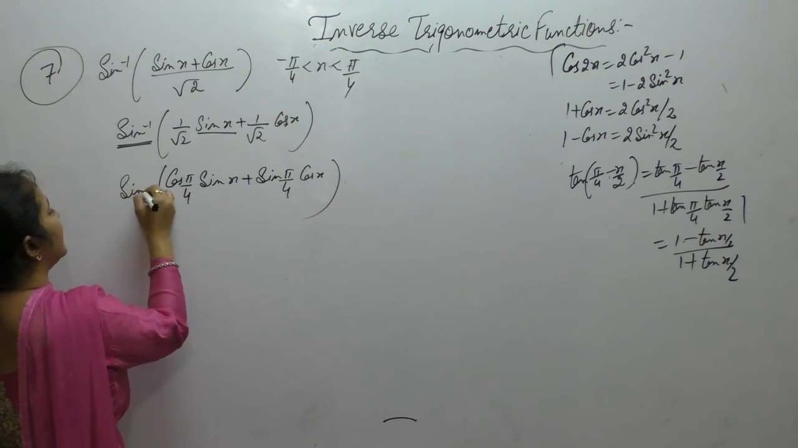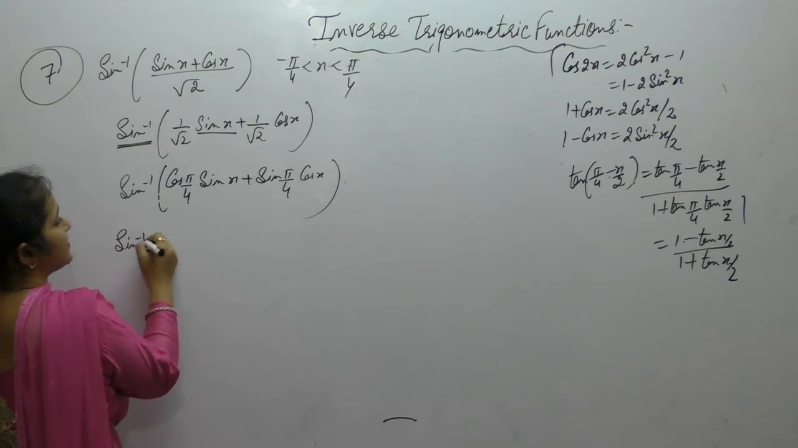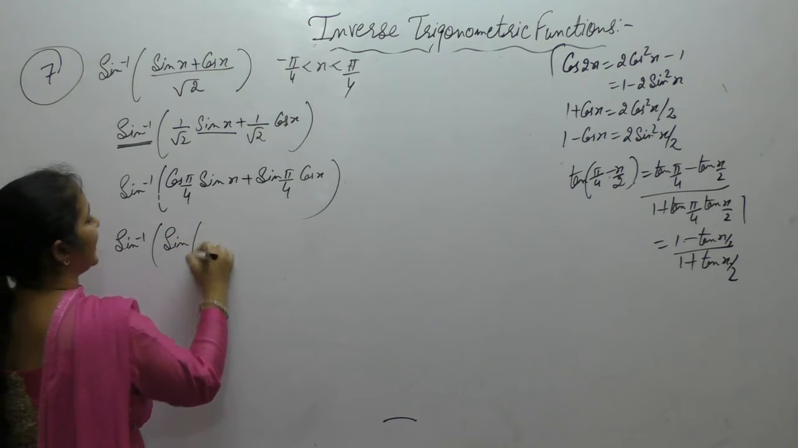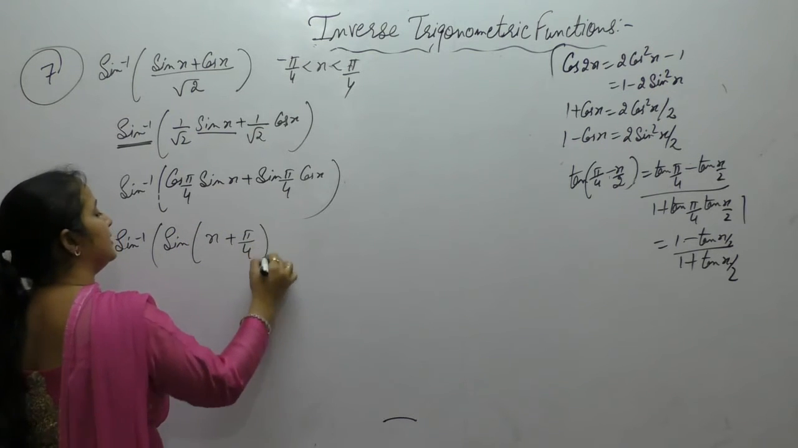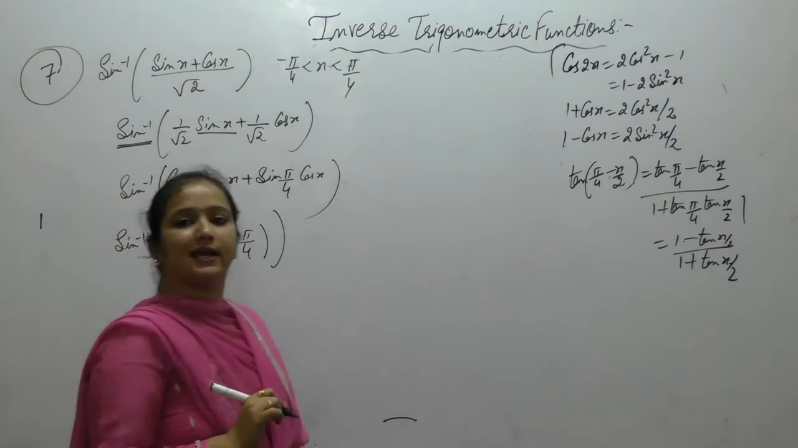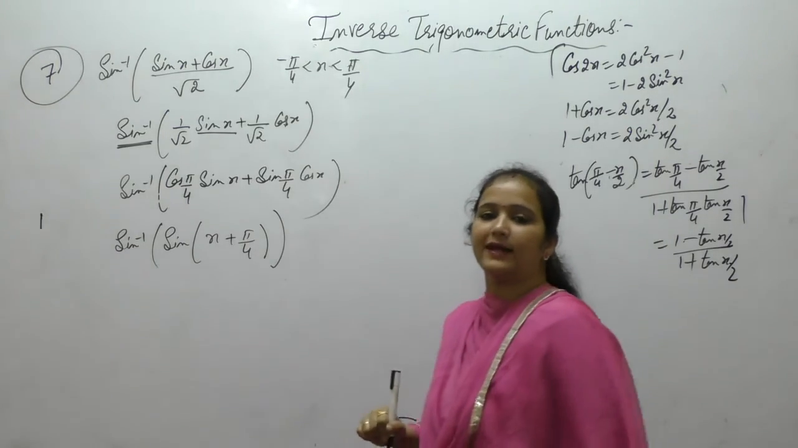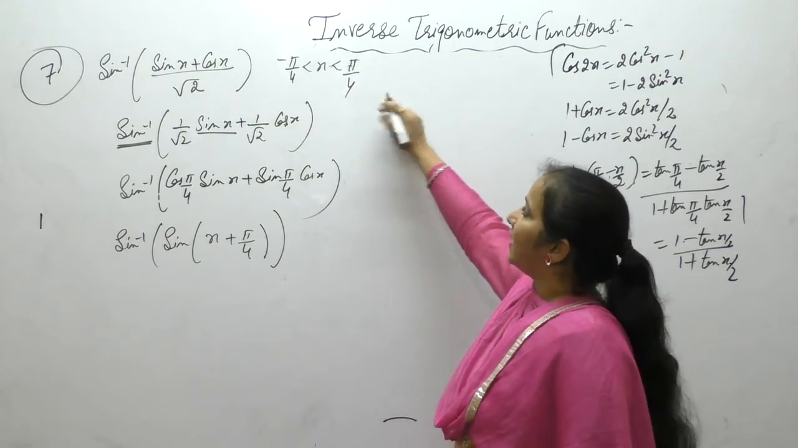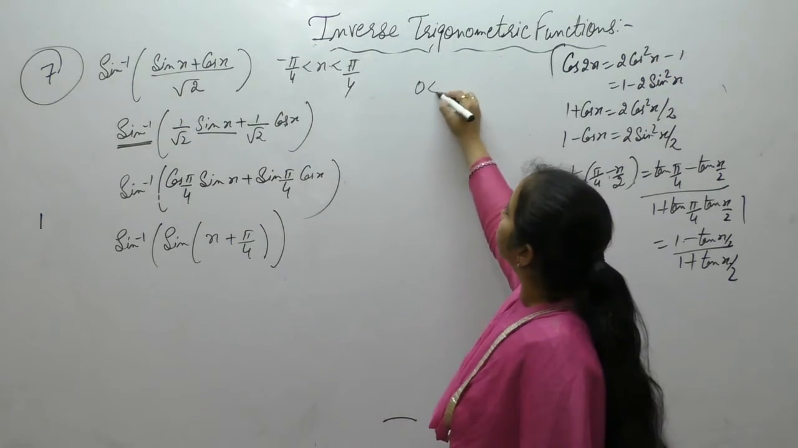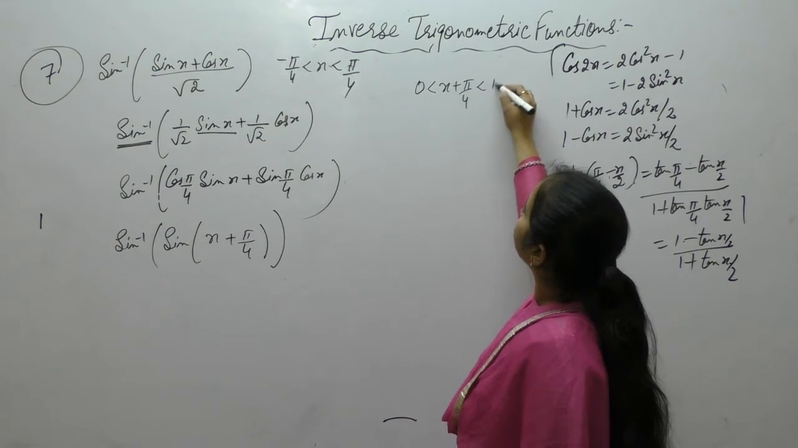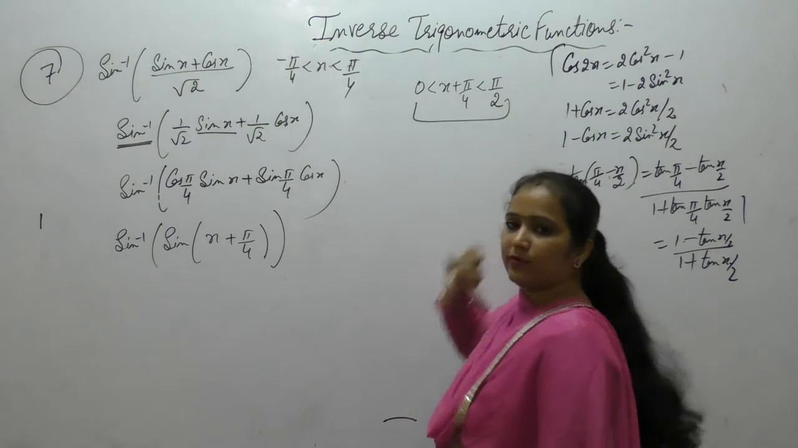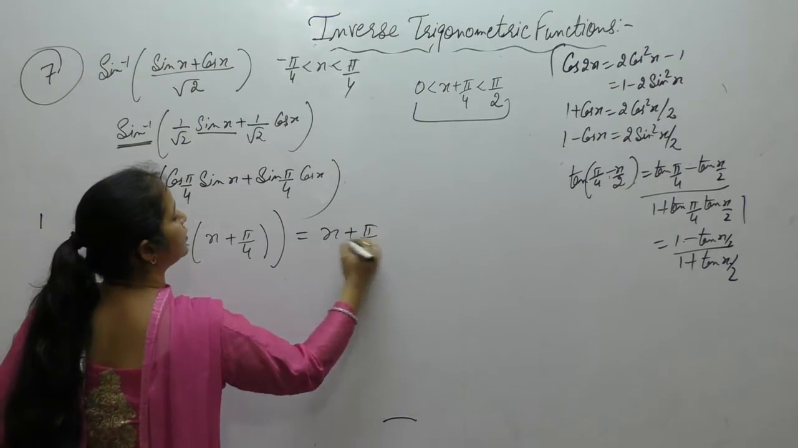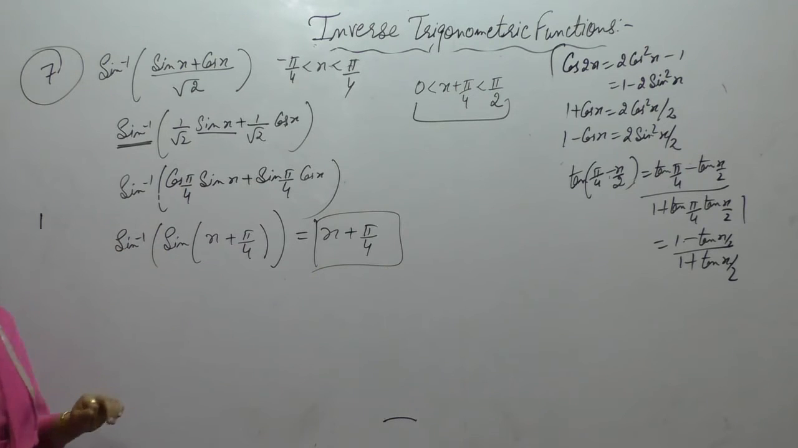Now use the formula sin A cos B plus cos A sin B, that will be equal to sin of A plus B. Now sin inverse sin theta will be equal to theta if the limit lies between minus pi by 2 to pi by 2. This is the value of x. Add pi by 4 here, pi by 4 plus pi by 4. The limit lies between minus pi by 2 to pi by 2. So this value will be equal to x plus pi by 4.